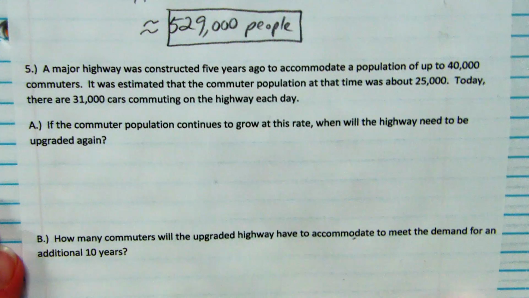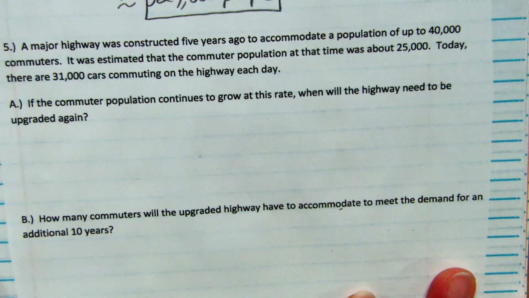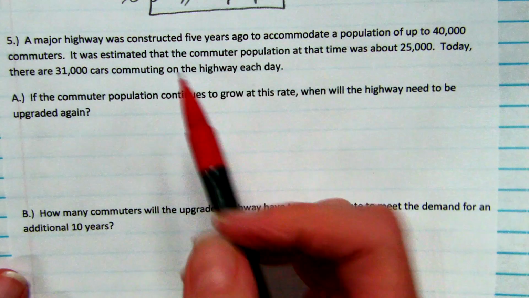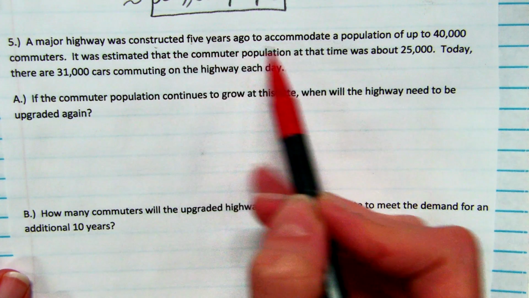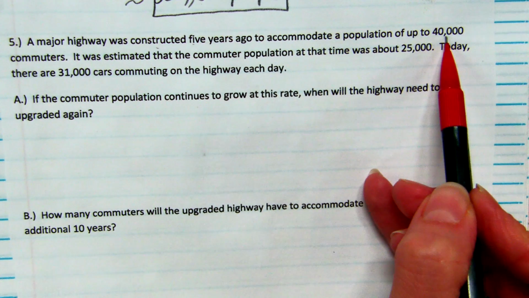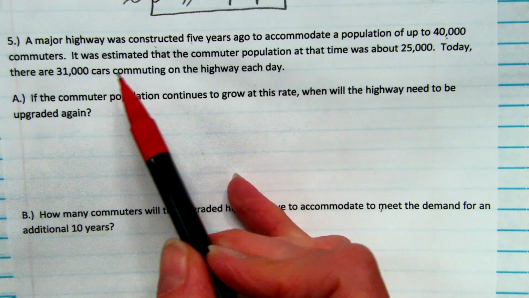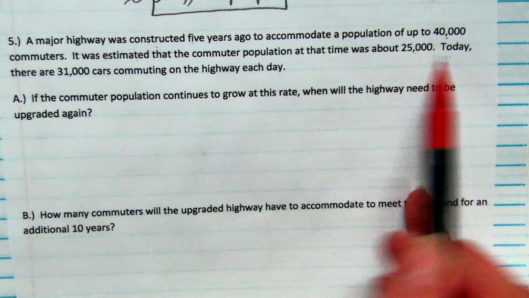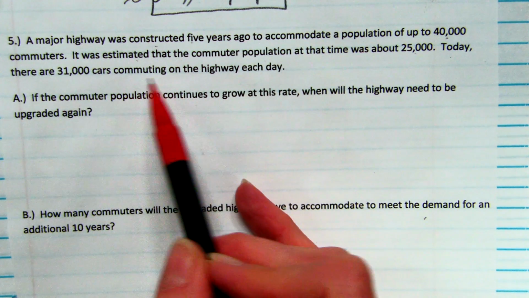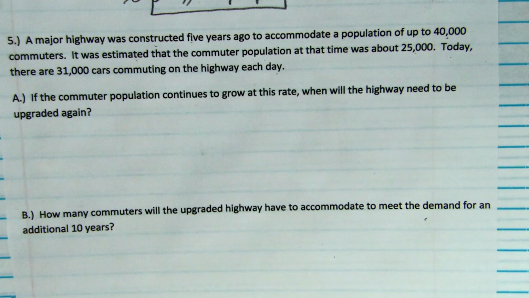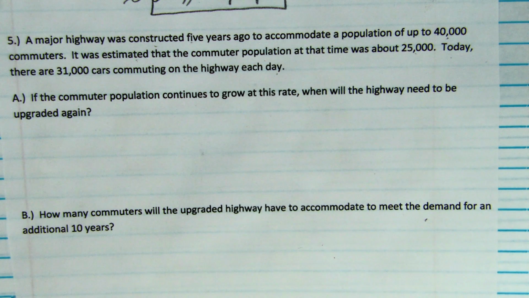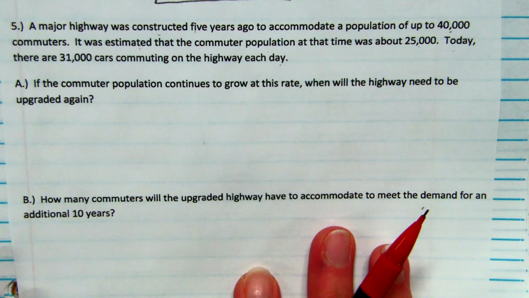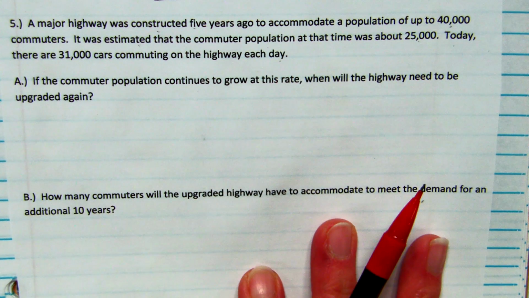All right, number 5. A major highway was constructed 5 years ago to accommodate a population of up to 40,000 commuters. It was estimated that the commuter population at the time was about 25,000. Today there are 31,000 cars commuting on the highway each day. Similar issue, except it's a highway instead of a sewer. Still stinky, just stinky in a different way.